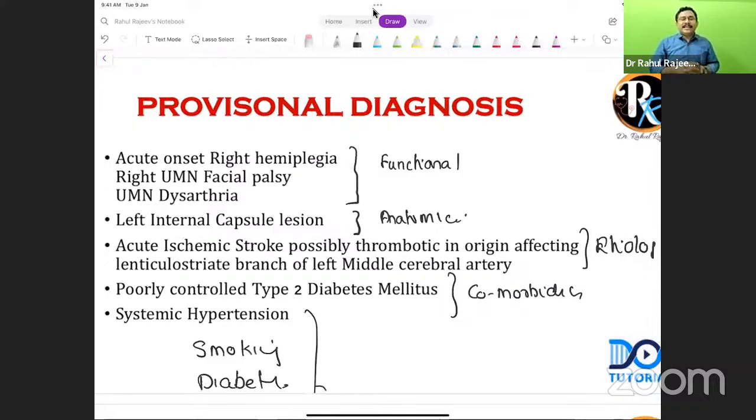If you simply write CVA right hemiplegia, what sort of diagnosis is that? It is an absolute nonsense diagnosis. It does not convey anything. Okay, that is the important point.